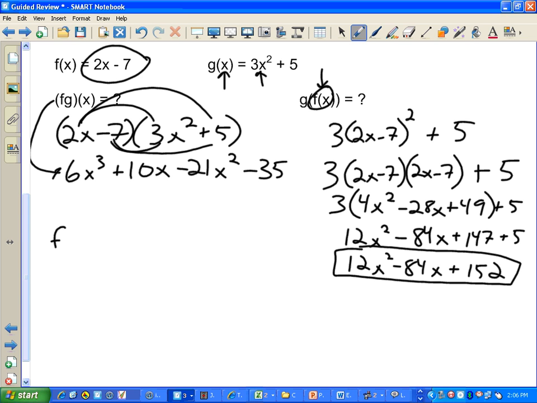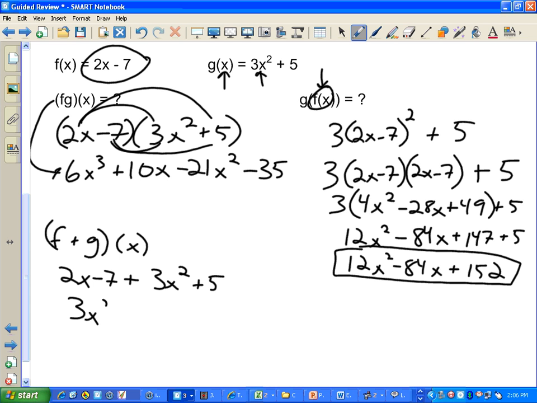Let's do f plus g of x. That just means I'm going to add the two together. I'm going to take f of x and add it to g of x. 3x squared plus 2x. Combine the like terms. Negative 2.